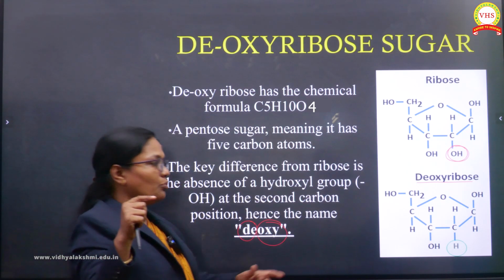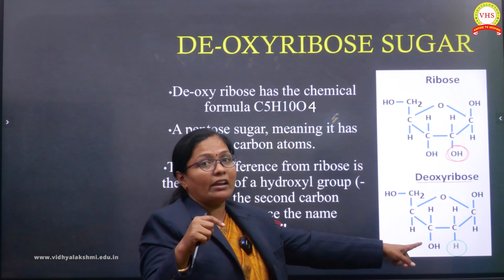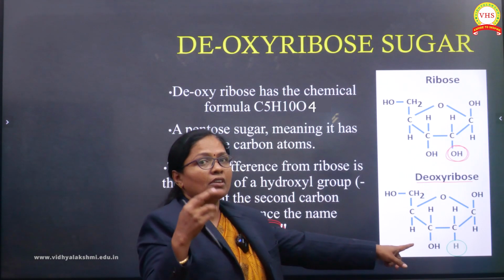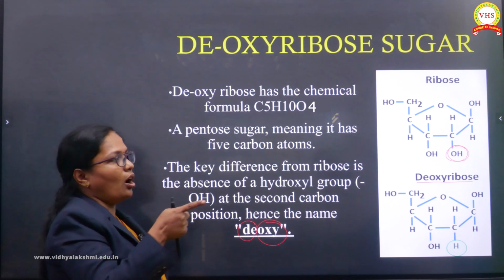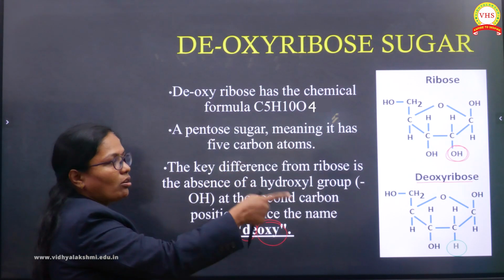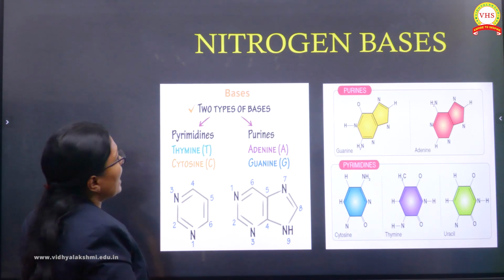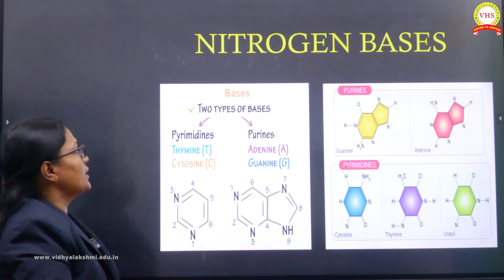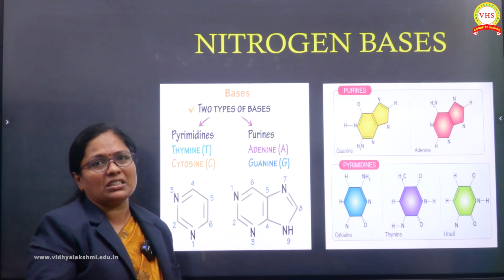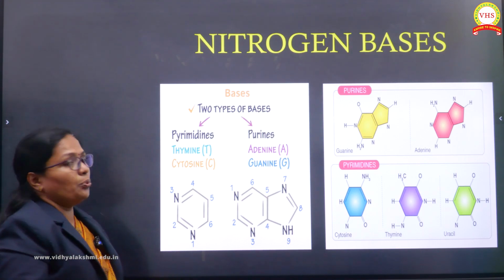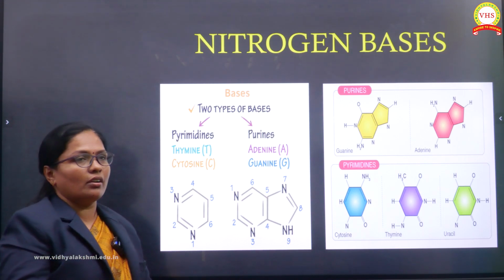Where is the oxygen removed from? From the hydroxyl group of the second carbon, the oxygen is removed. And that's why we call ribose sugar deoxyribose sugar. And next, nitrogen bases. Let's learn about nitrogen bases. Like you see, 2 types of nitrogen bases are there. One is purine, another one is pyrimidine.